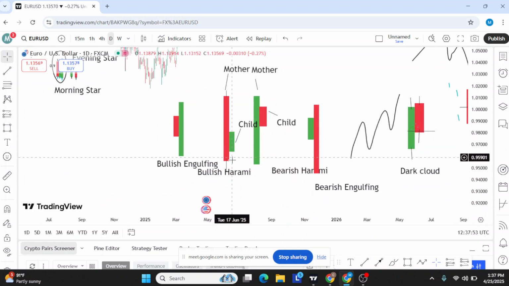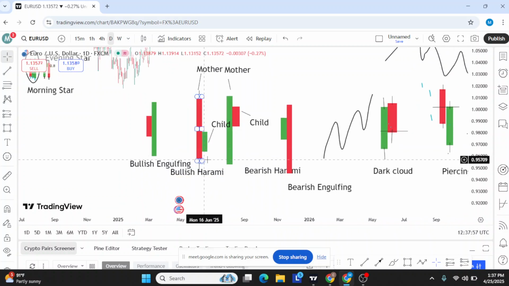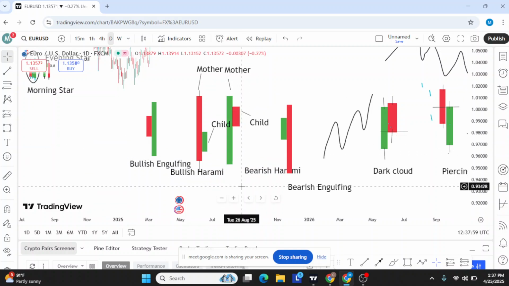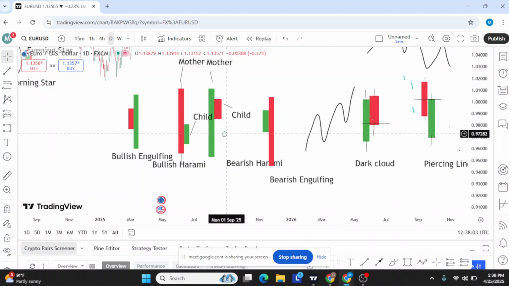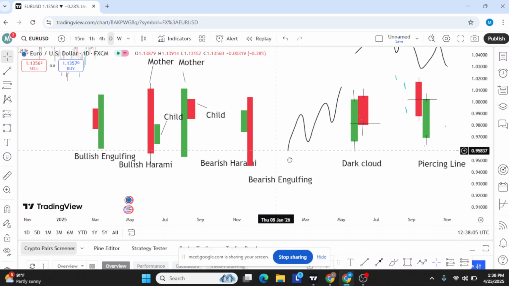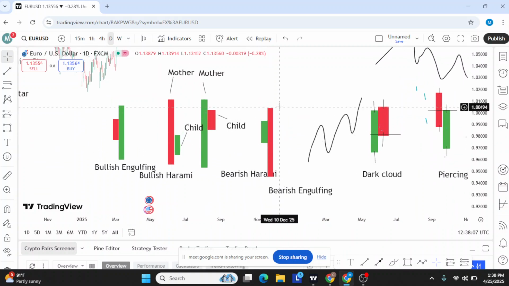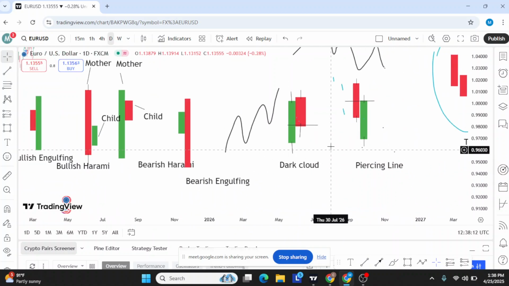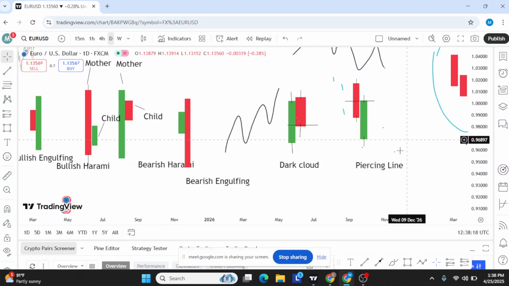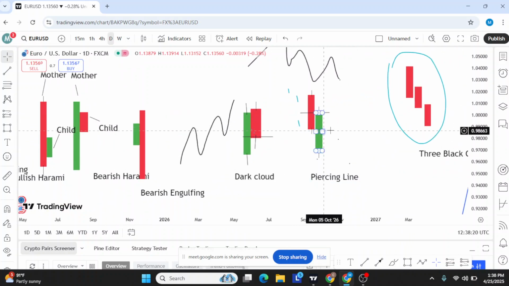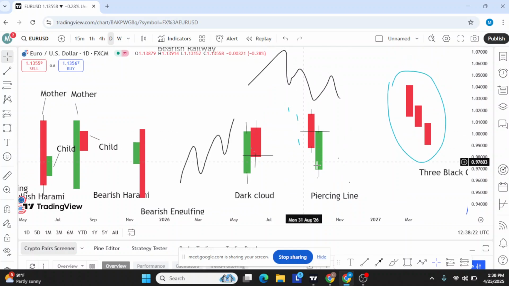The bullish harami, we are making use of the second as confirmation that gives us this bullish harami. The bearish harami, we are making use of the second as confirmation that gives us this bearish harami. The bearish engulfing, we are making use of the second candle as confirmation. With this dark cloud, it was this second candle that makes us understand this is a dark cloud. With this piercing line, it is this second candle that makes us understand this is a piercing line.